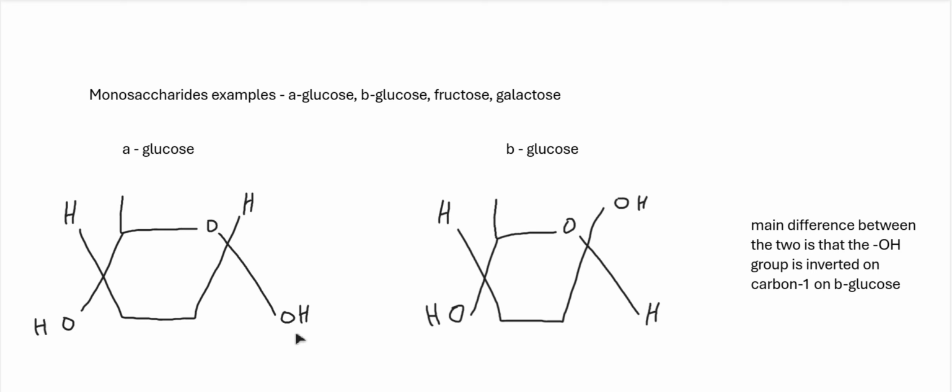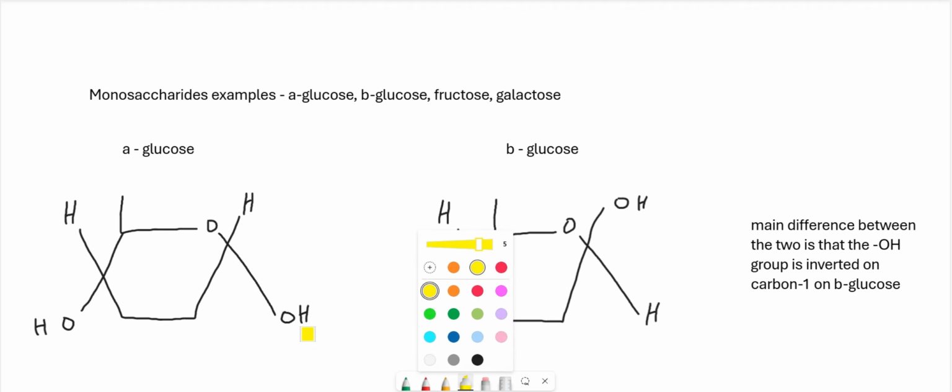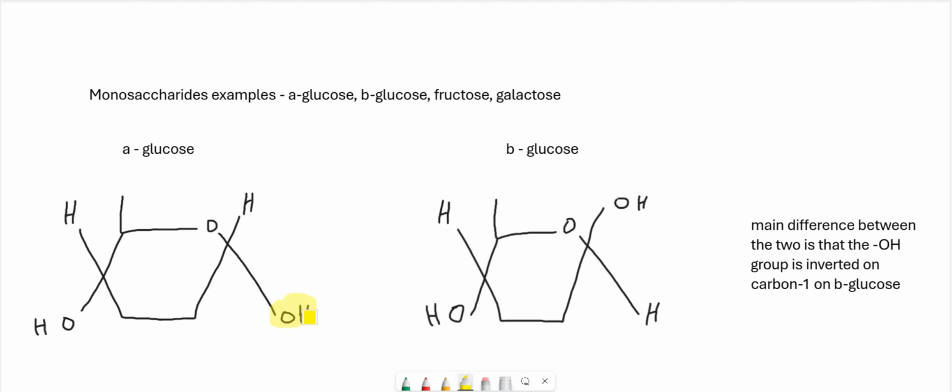So you just draw these as they're shown, and the only difference that we can see, which is clearly visible if I switch color to yellow, is this bit. So we have OH down here and OH above. Now you may be like, gosh, they look so similar. How am I going to memorize these structures or be able to differentiate between them?